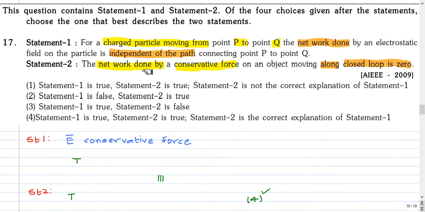In statement 1, it says it's an electrostatic field. So an electrostatic field is a conservative force field. So in a conservative force field, the work done is independent of path. So statement 1 is true. And statement 2 says in a conservative force field, the work done along a closed loop is 0.